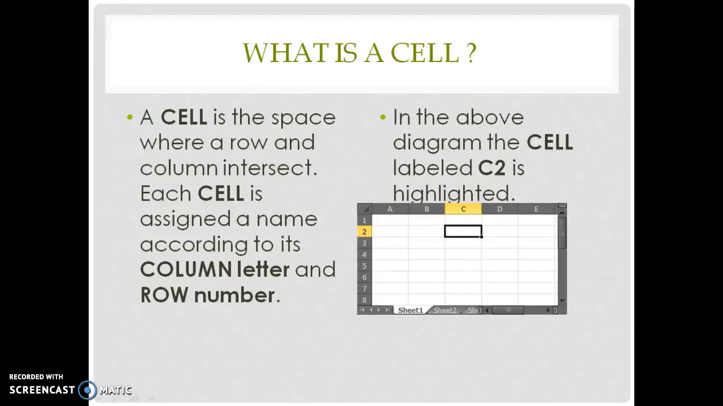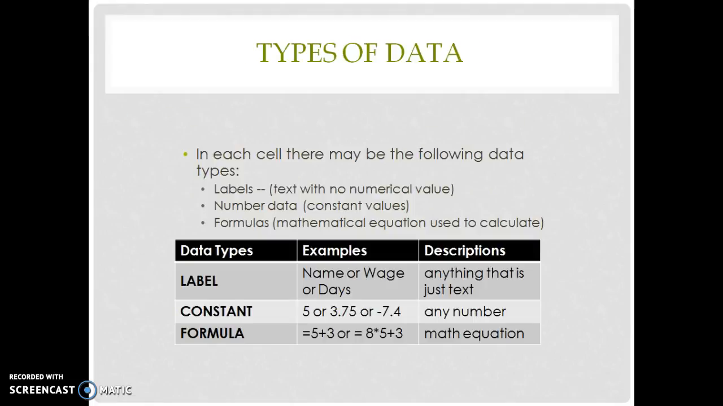Now, what is a cell? As we already stated, a cell is where the column and the row intersect. If you look at the image on this screen, you will see a black box. That black box indicates cell C2, column C, row 2. The types of data that can be entered into the cells are labels, text with no numerical value, number data, constant values, or formulas, mathematical equations used to calculate.